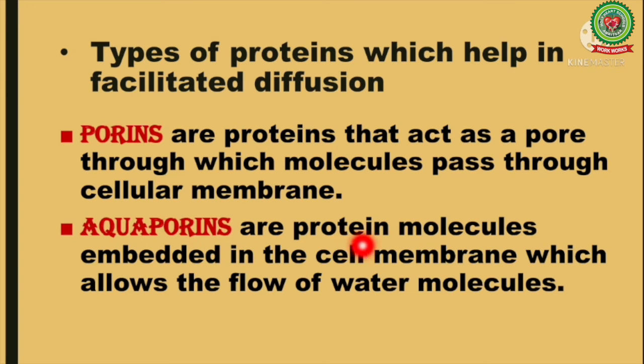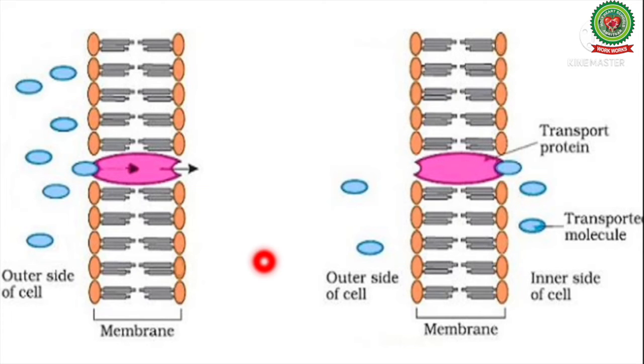Aquaporins are protein molecules embedded in the cell membrane which allow the flow of water molecules. They are also known as water channels. Water channels are specialized to allow passage of water through them. Each water channel is surrounded by 8 different types of aquaporins. In this figure, we can see facilitated diffusion.